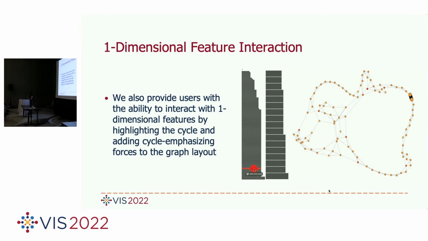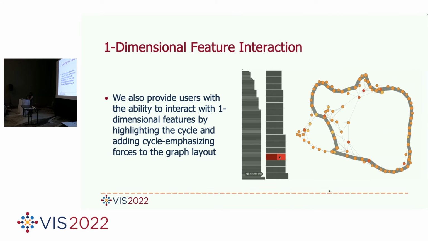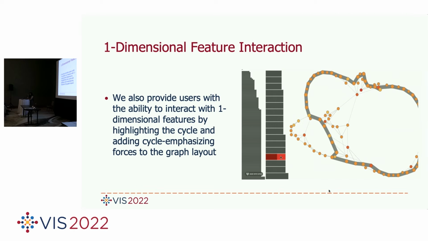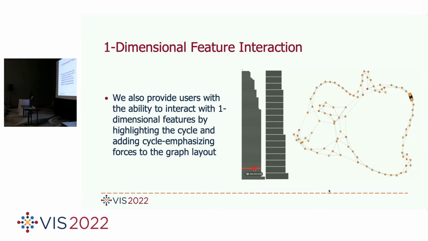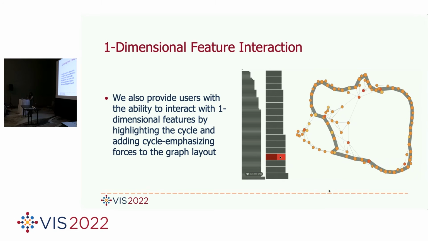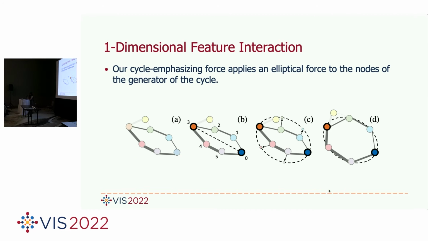We also provide users with interaction capabilities on 1-dimensional features in the form of highlighting the cycle and adding cycle emphasizing forces to the graph layout. The highlighting is activated when the user hovers their mouse on the barcode visualization, and the force is added when the bar is clicked upon. Our cycle emphasizing forces apply an elliptical force to the nodes of the generator of the cycle. The elliptical force is added in such a way that it untangles any knotted structures.